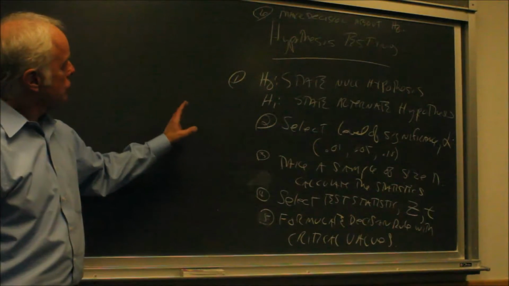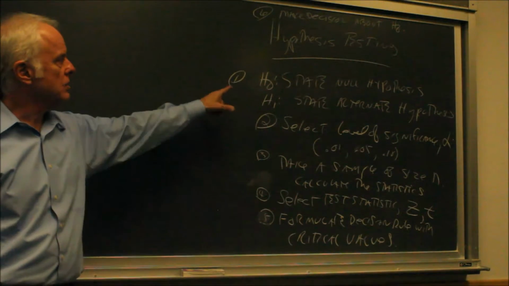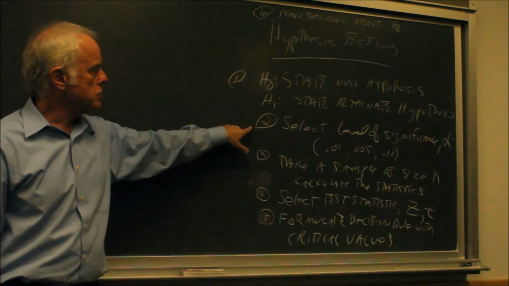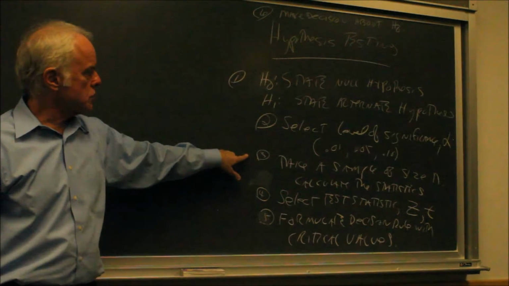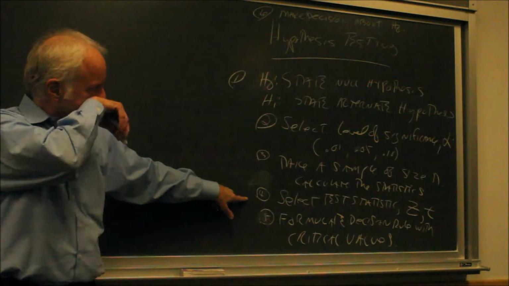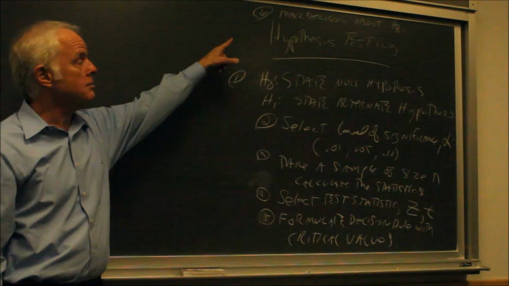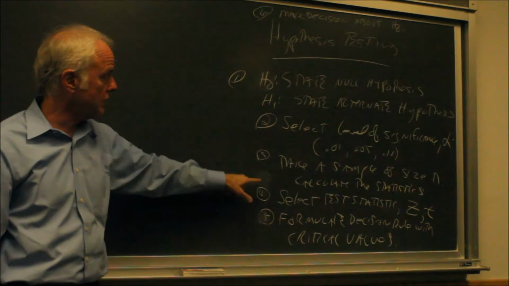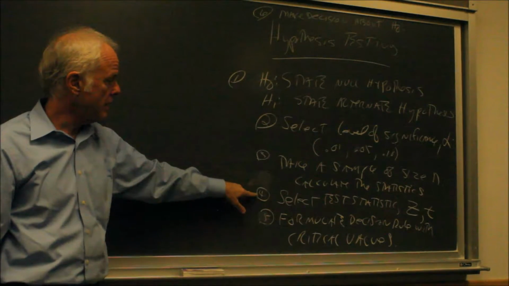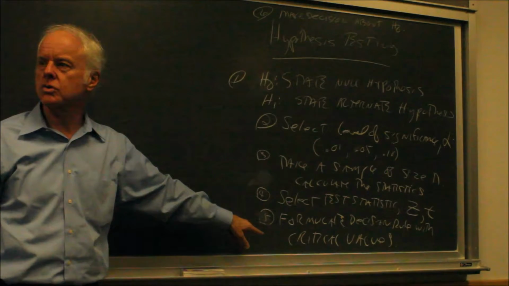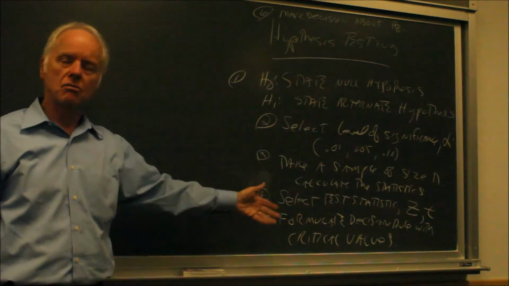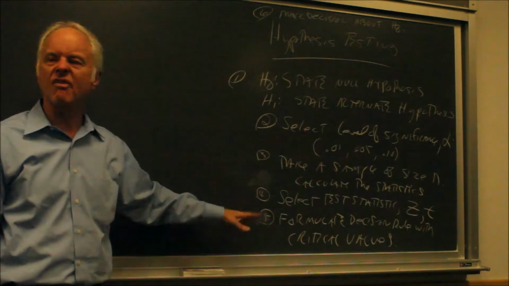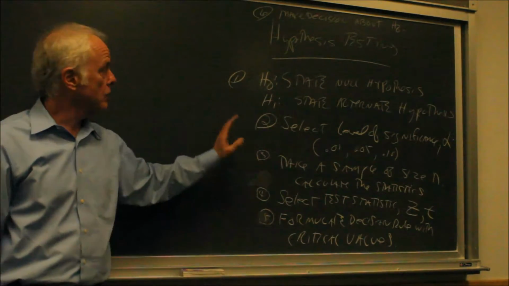Okay, so there are 6 steps in hypothesis testing. State the null and state the alternate, H sub 0 and H sub 1. Select the level of significance. Take a sample of size n, calculate the statistics, select the test statistic, formulate the decision rule, and make the decision. Okay? And the way you make the decision is you take the test statistic and you fit it into the decision rule. Because the decision rule, which we're going to see in a second, is pretty self-explanatory on what you do based on where the test statistic falls. Okay? So, those are the 6 steps.